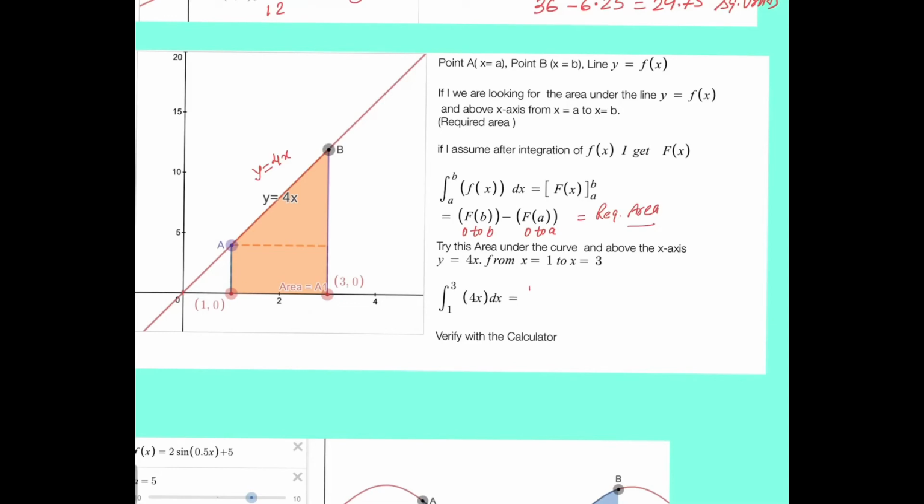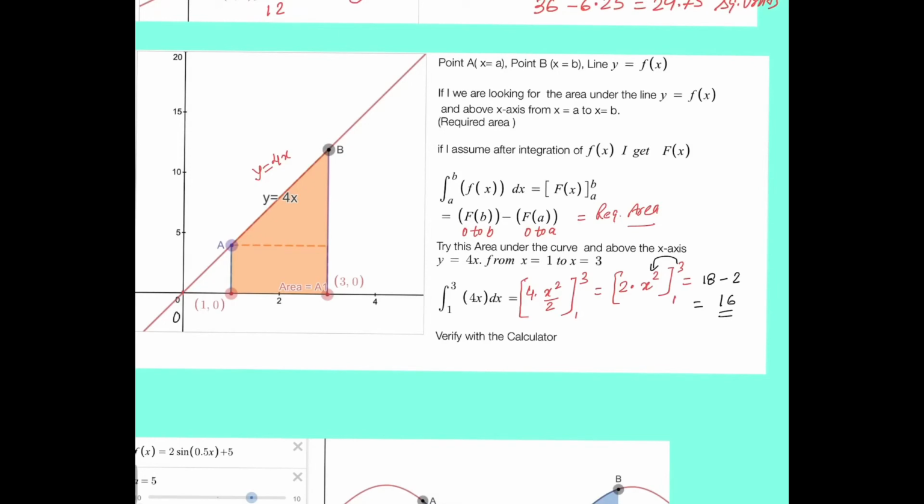We have one example here. So 4 times x squared over 2, very basic, from 1 to 3. Remember, first you substitute the upper limit, which is always bigger than the smaller value. So 3 squared is 9, 9 times 2 is 18, minus 1 squared is 1, so 2 times 1, so it's 16. Let's verify this actually.